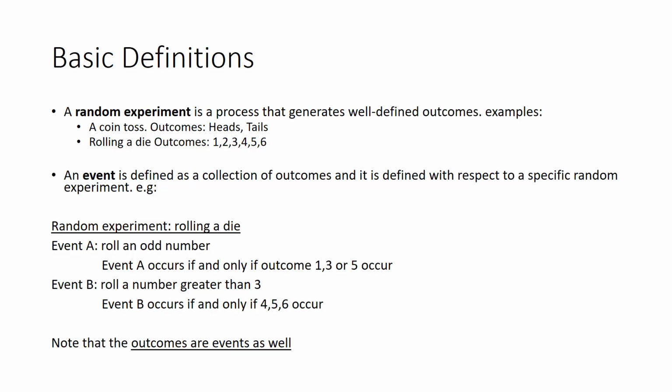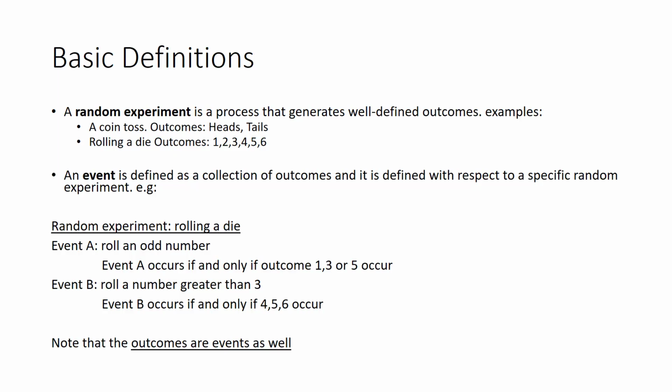So outcomes are events. Rolling 1 is an event, rolling 4 is an event, or sometimes outcomes are also called simple events. And events are usually reserved to denote complex combinations of outcomes. But essentially, outcomes are events as well.